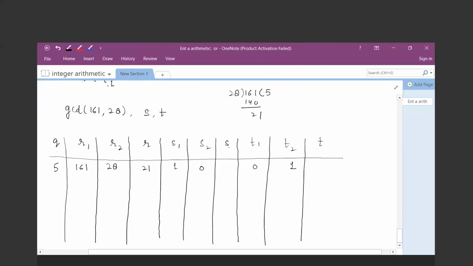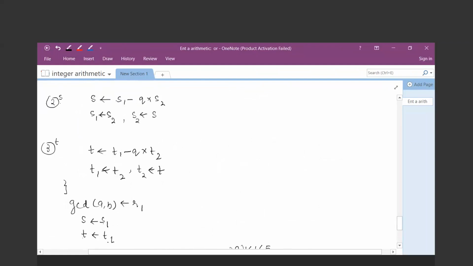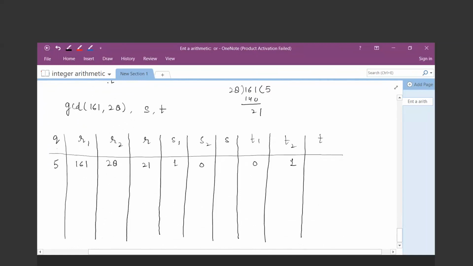Now what is the value of S? There is a formula to find it: S equal to S1 minus Q into S2. The value of S1 is 1, the value of Q is 5, and the value of S2 is 0. So the value is 1 over there.